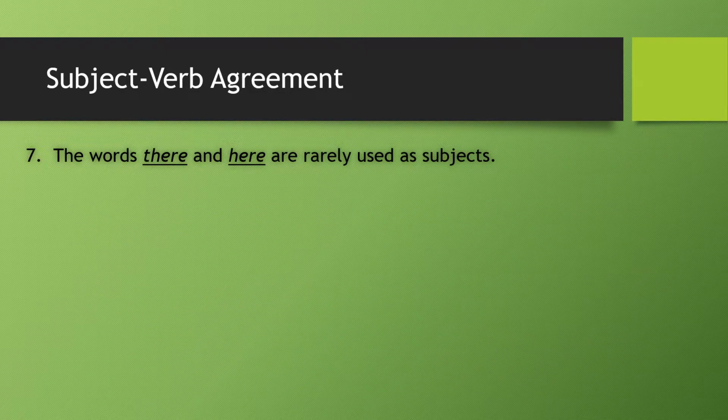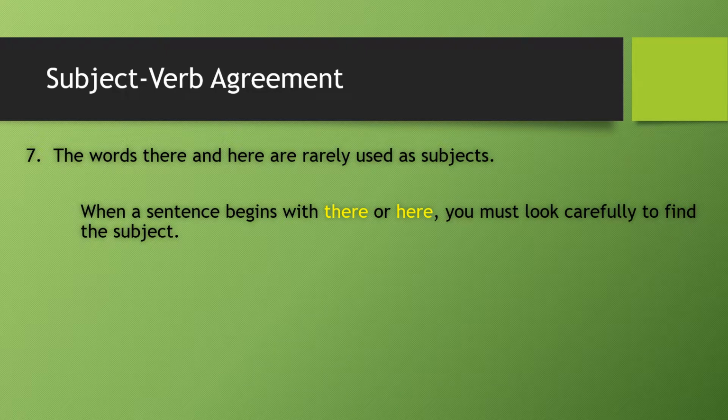Rule number 7, the words there and here are rarely used as subjects. So when a sentence begins with there or here, you have to look carefully at the sentence to determine the subject of the sentence. Give consideration to this sentence. There are many devices in a man's heart. Now, in this sentence, you could look at it and say, well, there is the subject and are is the verb. But that's not the case.